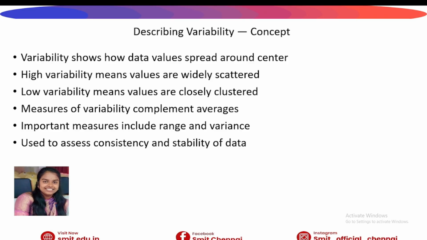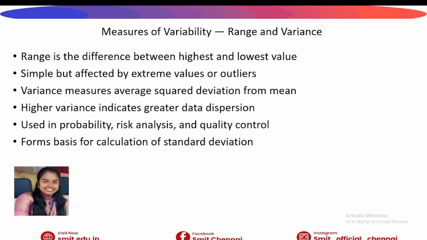And then the concept of describing variability. It shows how data values spread around the center. High variability means values are widely scattered. Low variability means values are closely clustered. Measures of variability complement averages. Important measures include range and variance, used to assess consistency and stability of data.